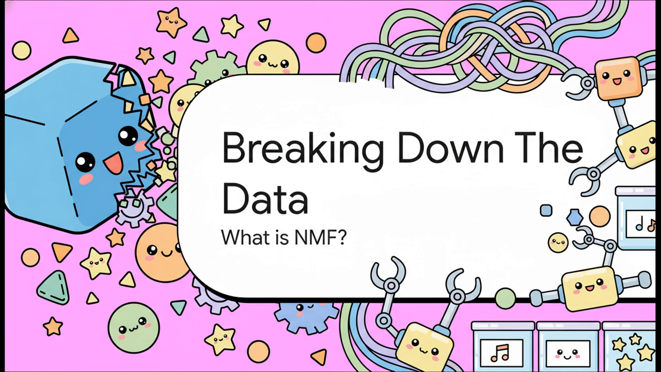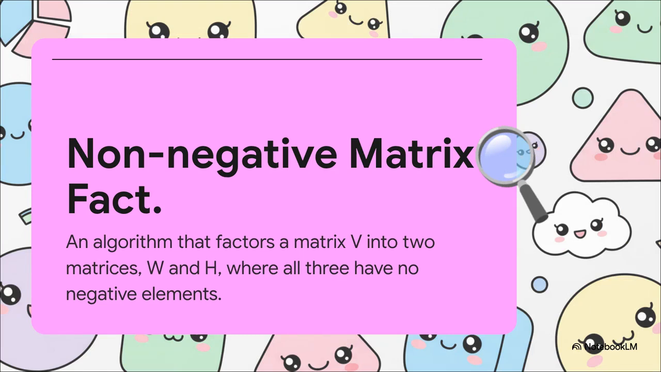Okay, so let's put an official name to this process and really dig into what's happening under the hood. It's called non-negative matrix factorization, or NMF, and it does exactly what we just described. It takes a big matrix, V, and splits it into two smaller ones, W and H. But, and this is the key, it has one very important rule. All the numbers in all three matrices have to be 0 or higher. No negative numbers allowed. And believe it or not, that one simple rule is its superpower.